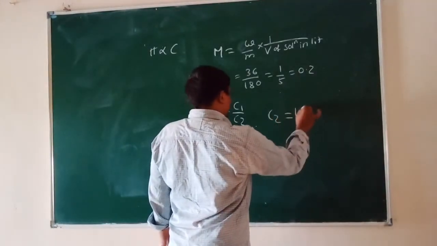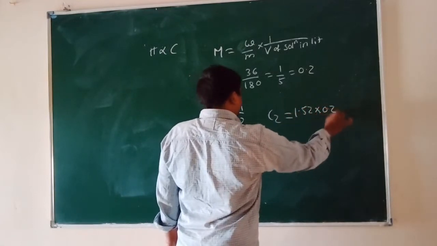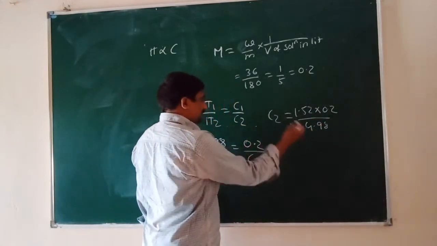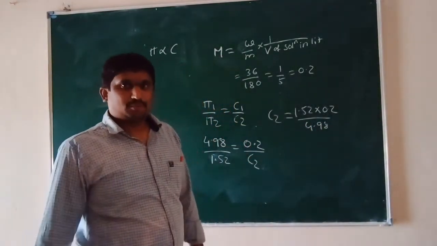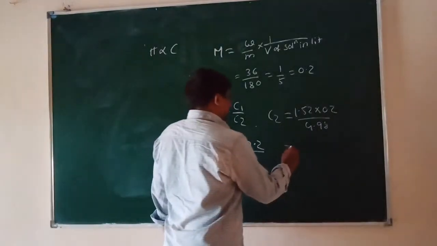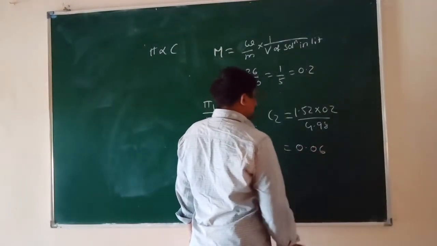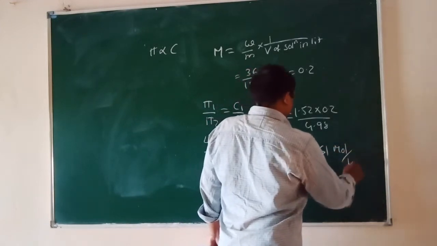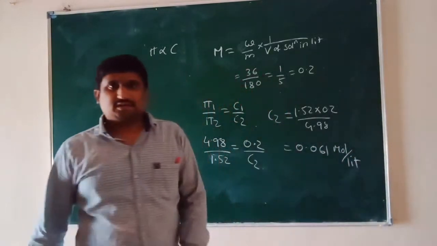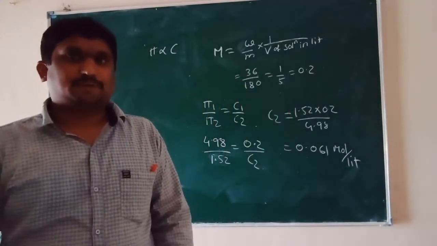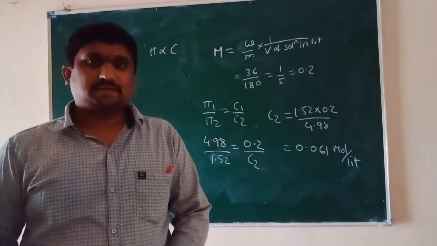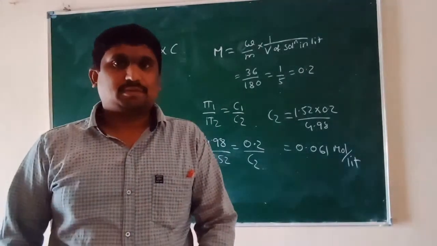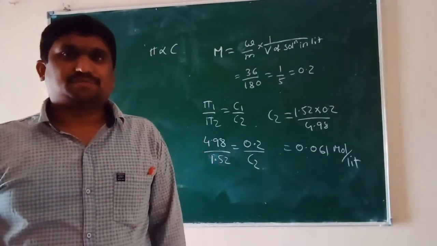C2 is equal to 1.52 into 0.2 divided by 4.98, by cross multiplication. If you make this calculation, you are getting 0.061. Concentration means moles per liter. When osmotic pressure is 1.52, the concentration we are getting is 0.061 moles per liter. So these are the numericals in our textbook based upon osmotic pressure.